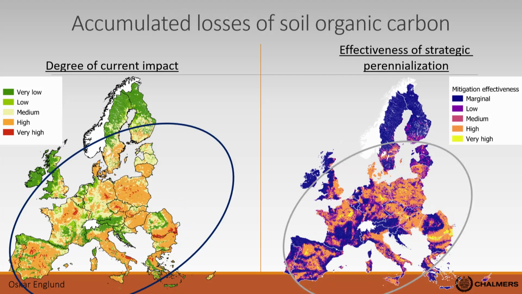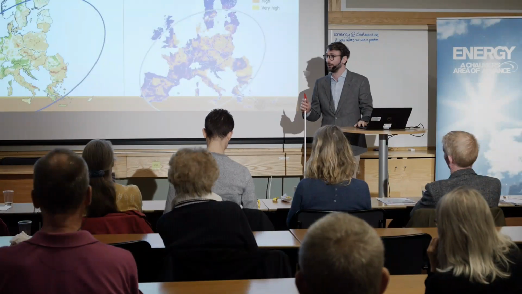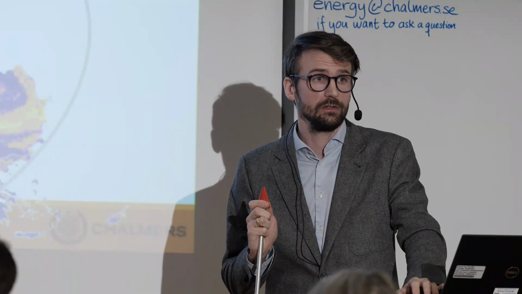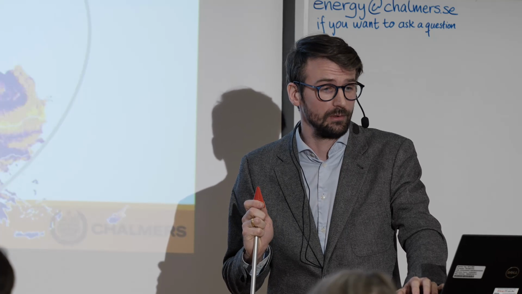And finally, what Christel talked about earlier about accumulated losses of soil organic carbon. That is problematic throughout Europe, with a high spatial correlation with the production of annual crops. So we see the same also for the mitigation effectiveness, that it would be quite effective to mitigate the accumulated losses of soil organic carbon just by strategically introducing perennial crops into the landscape.